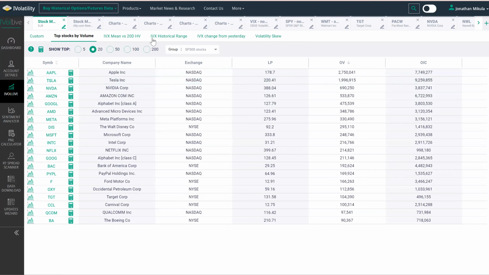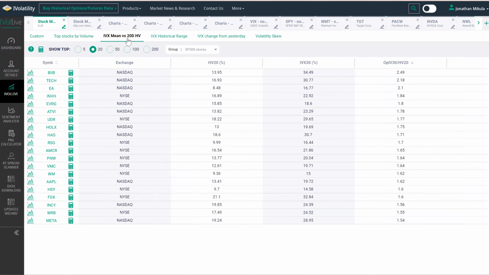You could go, all these are preset scans. So you could analyze top stocks by volume. This is measuring by options volume. You can measure top stocks, IVX mean versus 20-day historical volatility. When we look at charts, IVX is what we're best known for. That's implied volatility, hence our name, IVolLive. So this is like looking at the future versus the past, right? IVX looks forward, 20-day historical volatility looks behind. And what this is doing is running all the complicated math for you and giving you the top names where the future looks different than the past, right? IVX is higher than historical volatility.